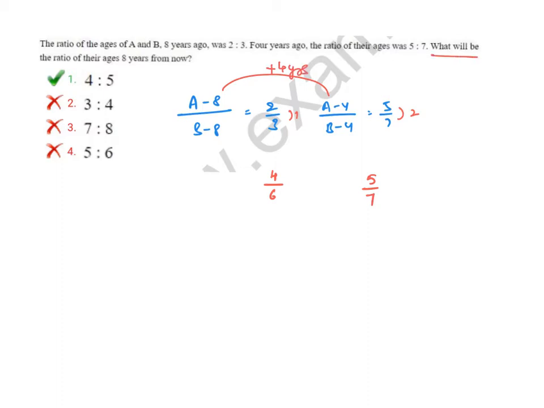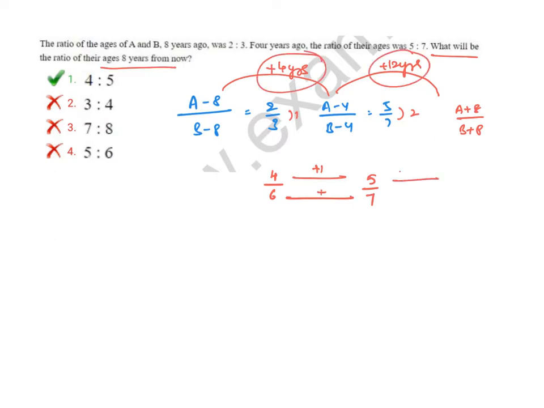Now he wants what will be the ratio of their ages after 8 years from now. 8 years from now means A plus 8 by B plus 8. So you have to take plus 12 years. For plus 4 years you are adding 1. So 12 years means you have to add 3. Because 4 years is nothing but 1 part, 12 years is nothing but 3 parts. So you add 3. This becomes 8 by 10. So the ratio becomes 4 is to 5. So that's how we can do it easily.